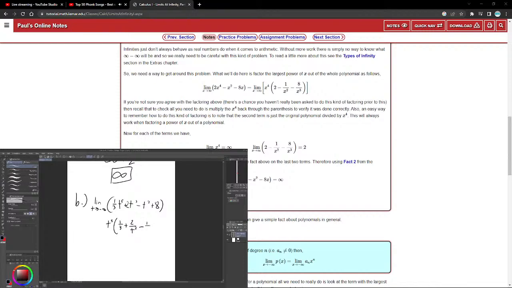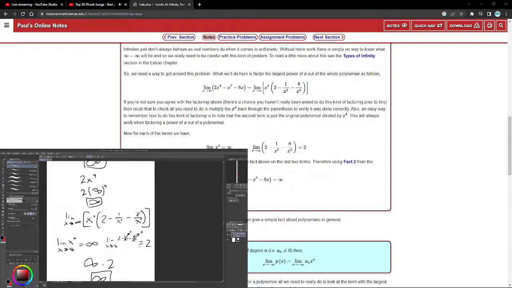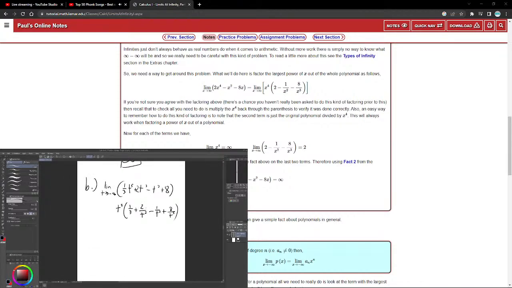Minus 1 over t cubed plus, oh wait, there's an 8. Oh wait, you can just do 8 over t to the power of 5. I think I did that in the last one. Yeah. I don't know why that threw me off.